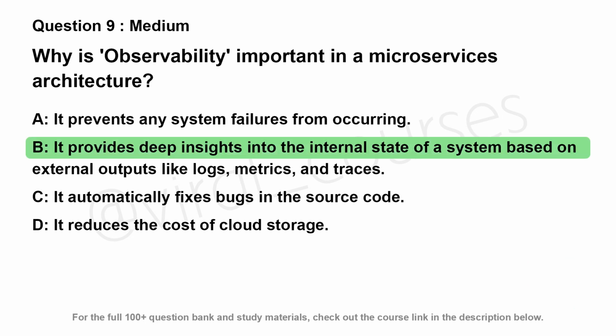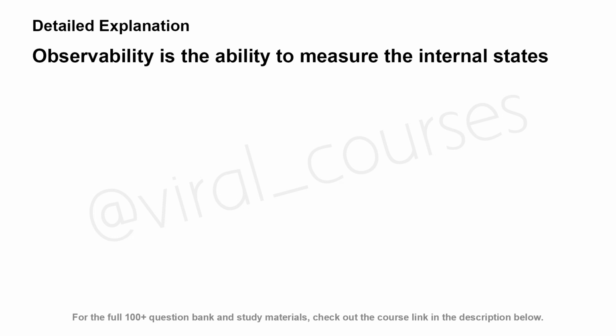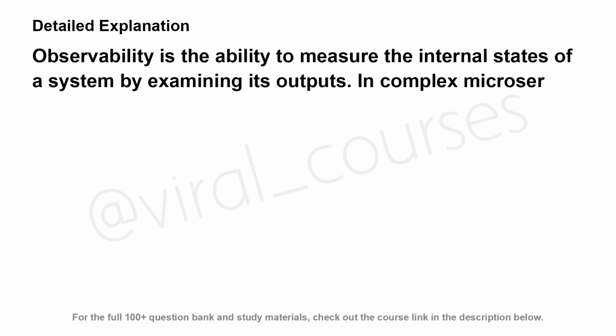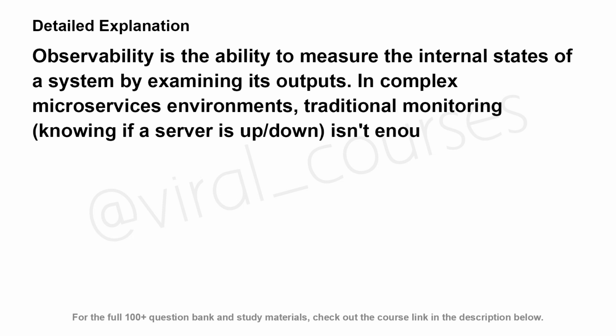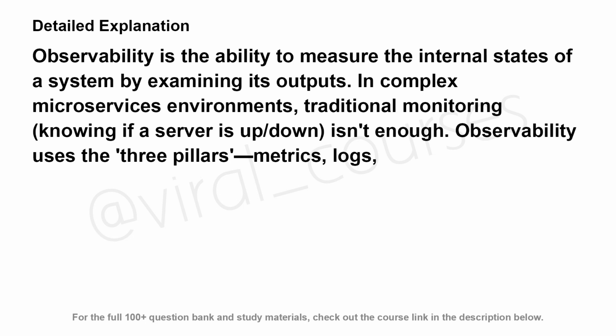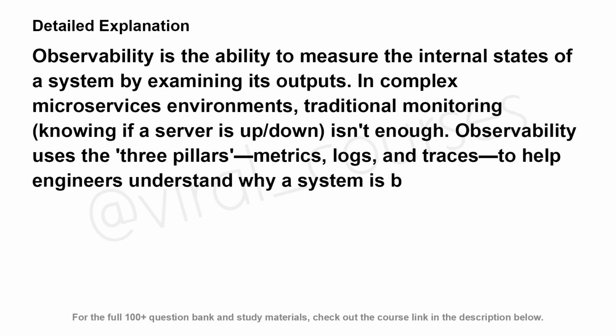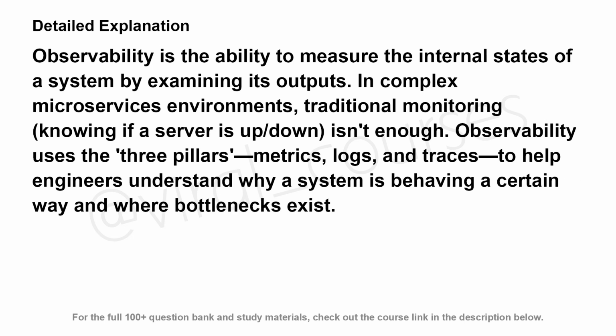The correct answer is B. Observability is the ability to measure the internal states of a system by examining its outputs. In complex microservices environments, traditional monitoring, knowing if a server is up or down, isn't enough. Observability uses the 3 pillars: metrics, logs, and traces, to help engineers understand why a system is behaving a certain way and where bottlenecks exist.